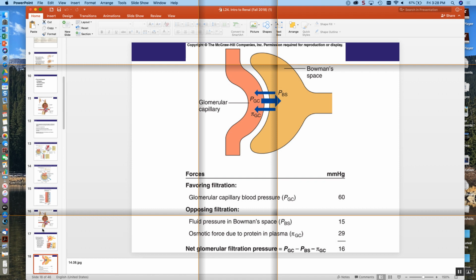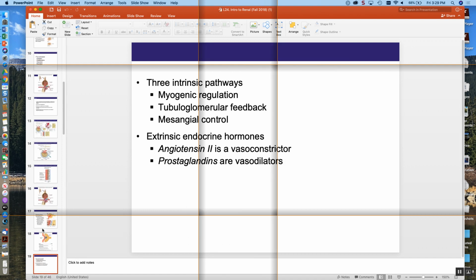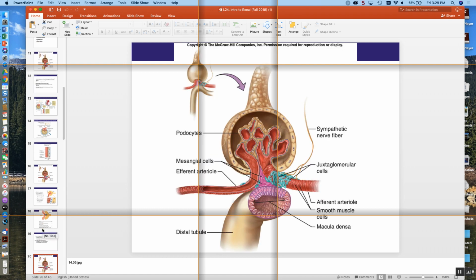Now, the reason why the net filtration pressure is still 16 is you still have to have a pretty high pressure to make sure that the fluid goes through the entire nephron and then out through the minor calyx, major calyx, and then out through the ureters. This pressure right here, 16, is to ensure that the fluid keeps flowing through the nephron. Fluid's always going to go from high pressure to low pressure, Ohm's law, right? So net filtration pressure. In a minute, we're going to talk about these 3 intrinsic pathways.